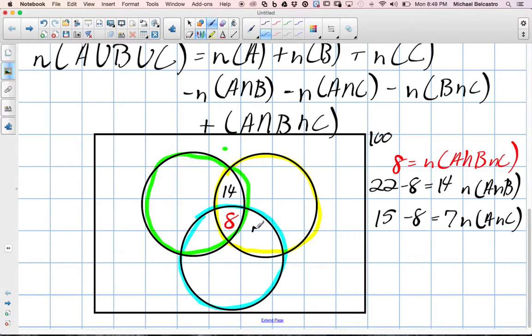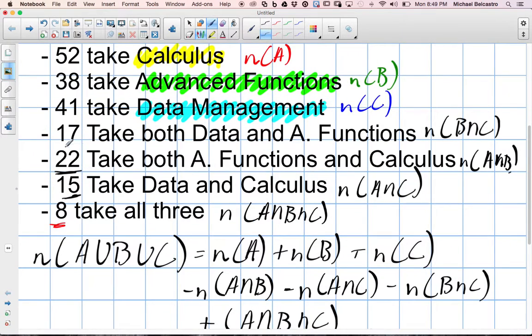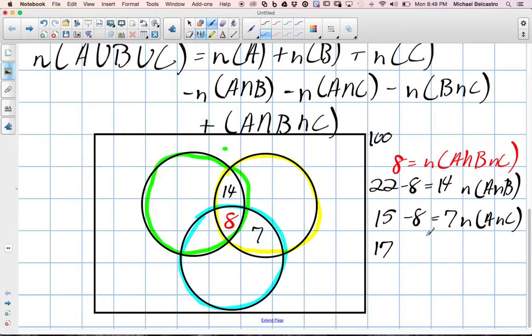And that sets in here. Okay. And finally, taking both data and advanced functions, they told us there were 17. We have to subtract the 3 that take all 3, which leaves us at 9 people who are the ones who take B and C. So there are 9 people in here.